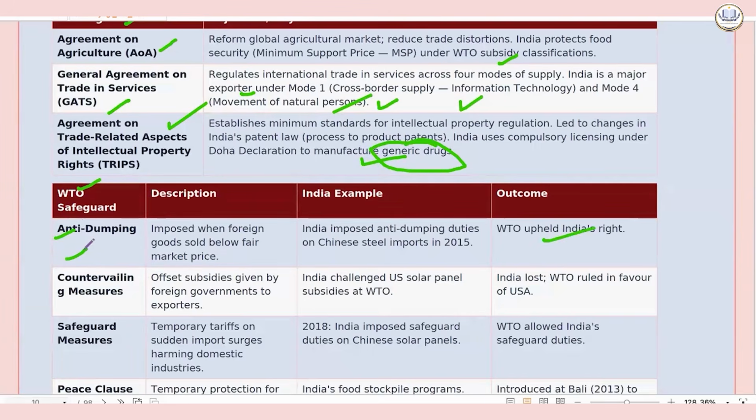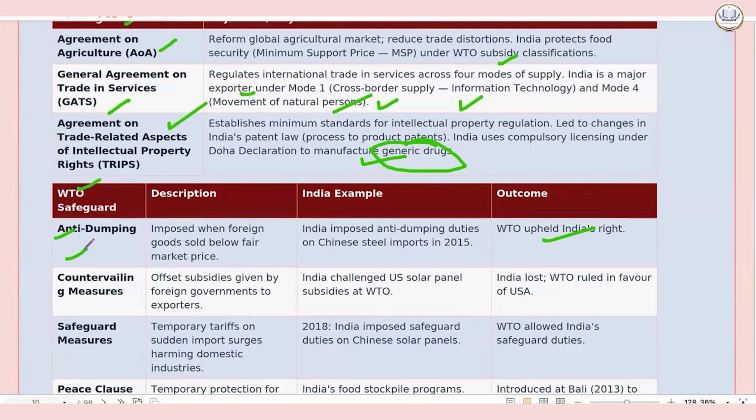Then we have countervailing measures. So it is different because here they are offsetting subsidies given by foreign governments to exporters. So India then challenged the US solar panel subsidies at WTO. India lost. WTO ruled in favor of USA.